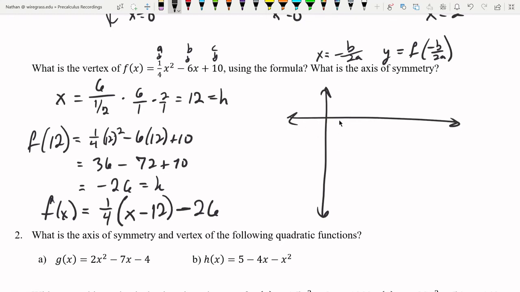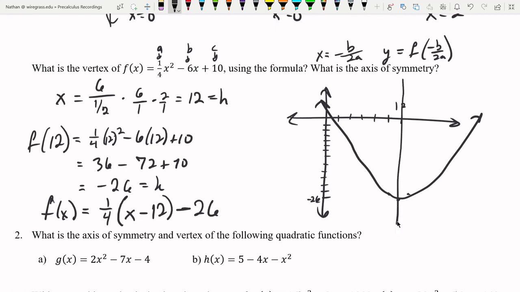it looks like this. Then we go, let's see, 2, 4, 6, 8, 10, 12. 2, 4, 6, 8, 10, 12, 14, 16, 18, 20, 26. That's about right there. It gets squashed by a factor of 4, so going over 2, it's going to go up 1. It looks something like this. It's not accurate, but something like that. And of course, you can see that the axis of symmetry is right here on the vertex. So x equal to 12 is the axis of symmetry.